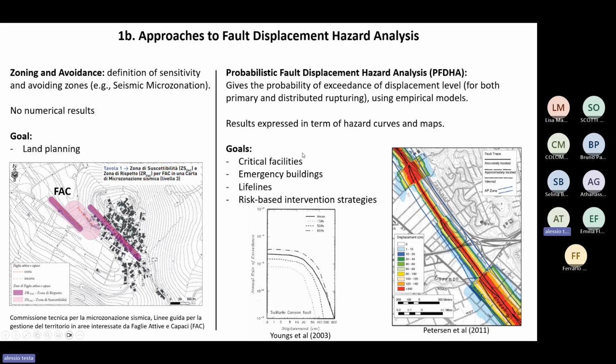The second approach, on which I will focus today, is the probabilistic fault displacement hazard analysis, which, as you certainly know, gives the probability of exceedance of a certain level of displacement at a certain site, which can be the infrastructure site, for both primary and distributed faulting. It starts from empirical relations, empirical models, which are usually based on the observation of surface rupture of historical earthquakes. The results are expressed in terms of hazard curves and maps. The main targets are critical facilities, emergency buildings, lifelines, and also risk-based intervention strategies.